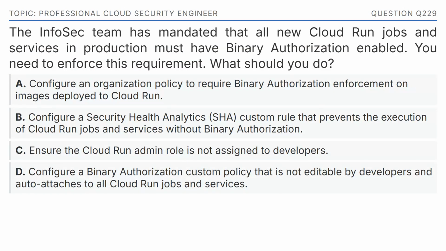The Info SEC team has mandated that all new Cloud Run jobs and services in production must have binary authorization enabled. You need to enforce this requirement. What should you do? The options are: Option A, configure an organization policy to require binary authorization enforcement on images deployed to Cloud Run. Option B, configure a Security Health Analytics (SHA) custom rule that prevents the execution of Cloud Run jobs and services without binary authorization.